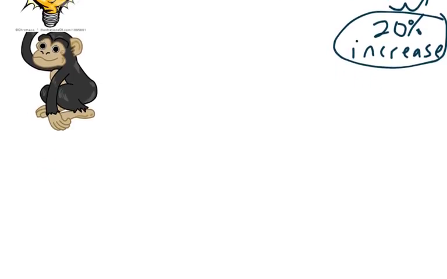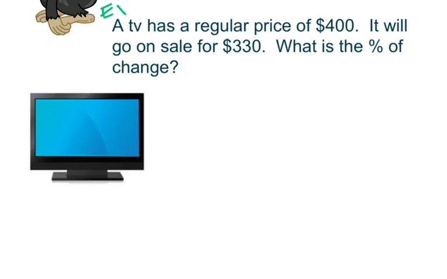All right, for our second example, it's about a TV. So a TV has a regular price of $400 and it will go on sale for $330. What is the percent of change?